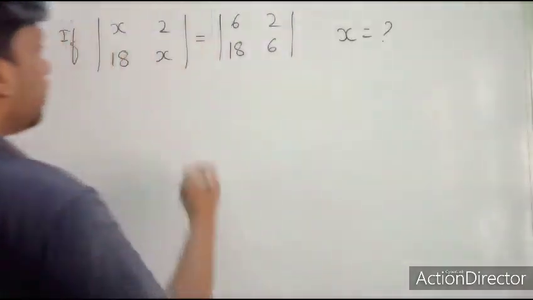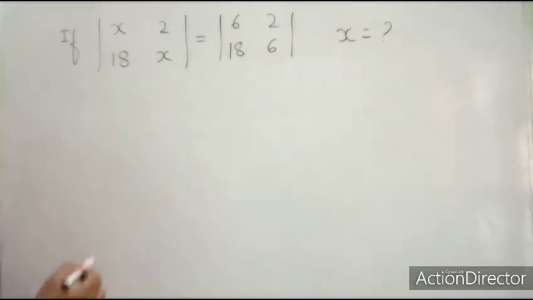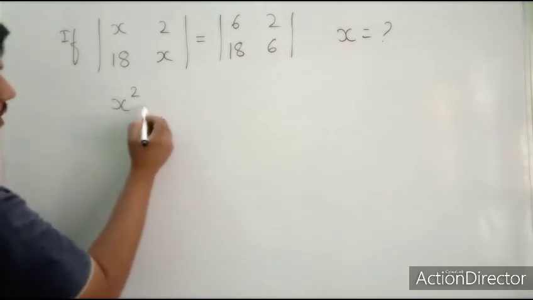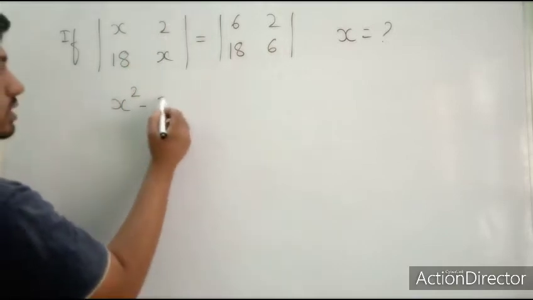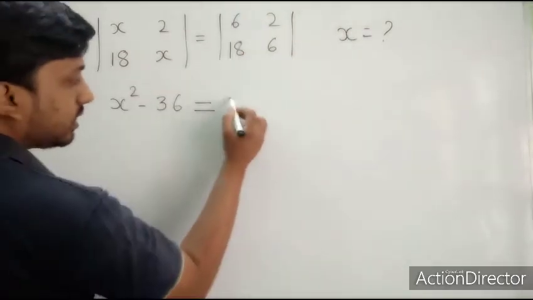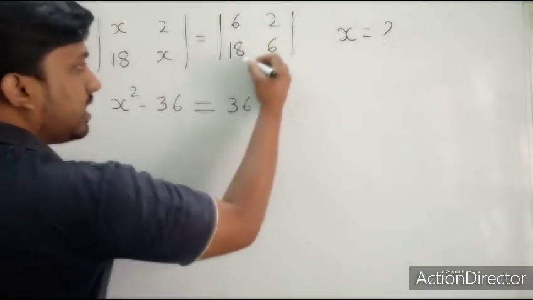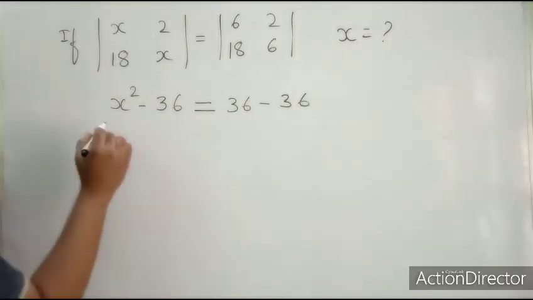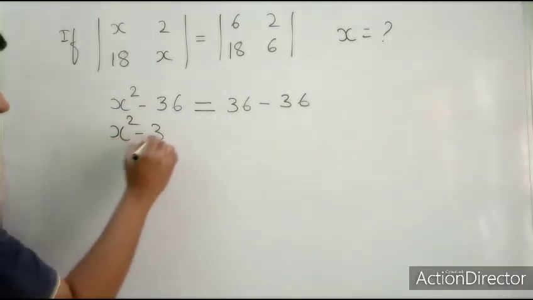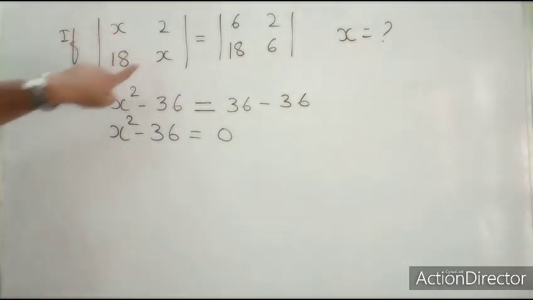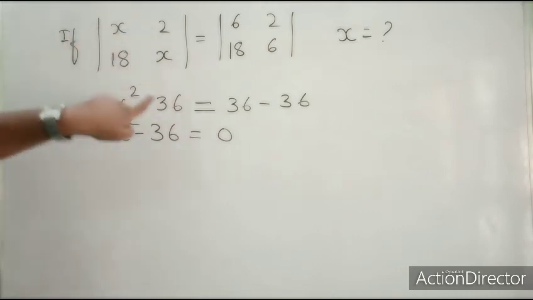So if you want to solve this statement, how to solve? We can take x into x is x square minus 18 into 2 is 36. That is nothing but 6 into 6 is 36 minus 18 into 2 is 36. Right? Now x square minus 36, that is equal to 0. Just cross multiplying x into x, x square minus 18 into 2, 36.